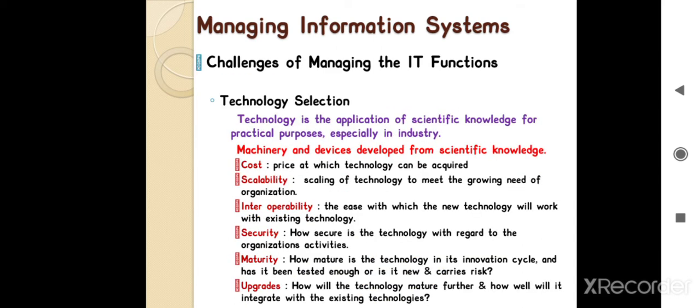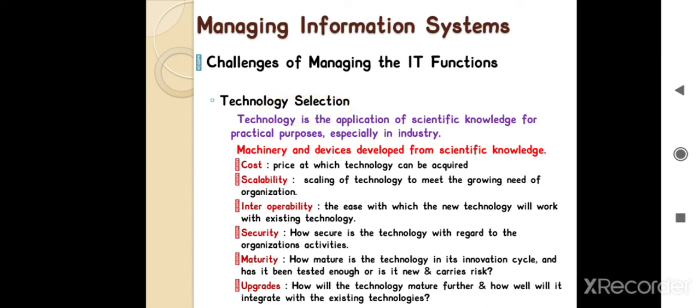So here, when we are selecting technology, it is one of the most important challenges. Technology selection is the application of scientific knowledge for a practical purpose, especially in industries. The machineries and devices developed from scientific knowledge, we can call technology selection. Which technology will be best suitable, either in the form of physical devices or in the form of software, that means in a logical way also. So technology selection is the most important.